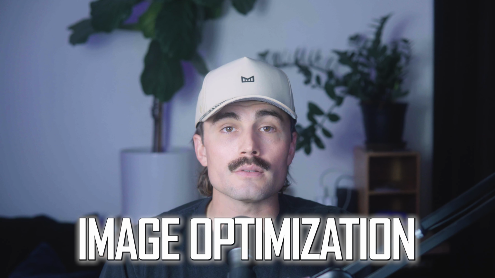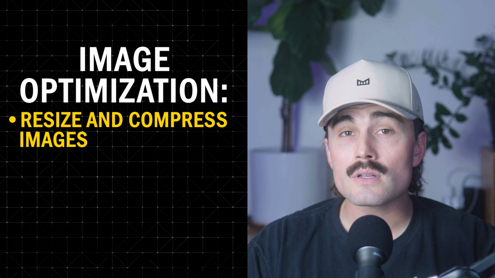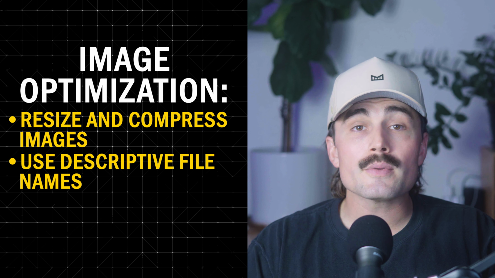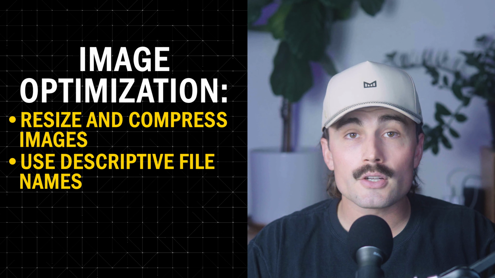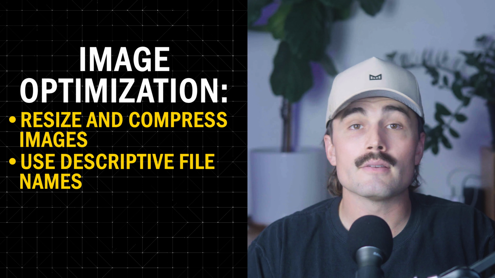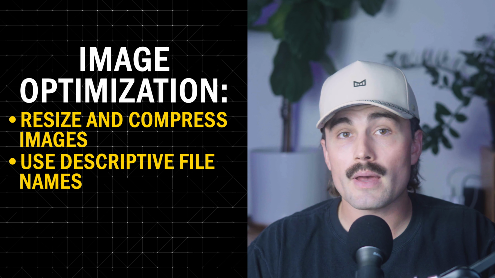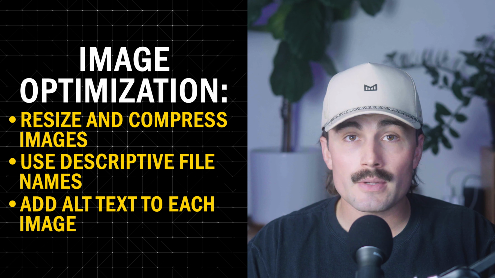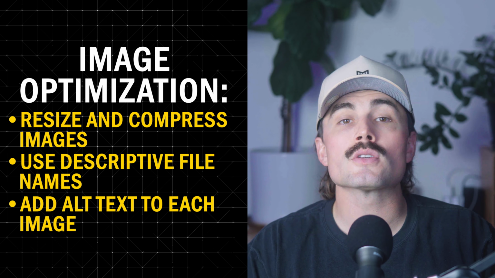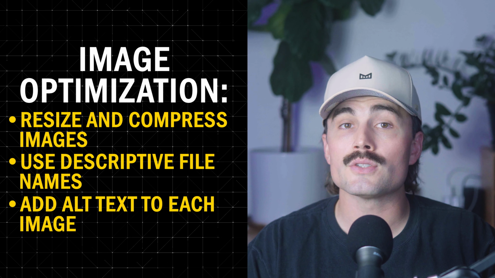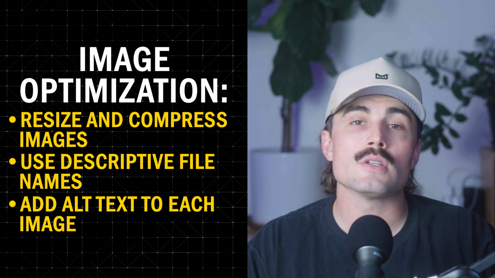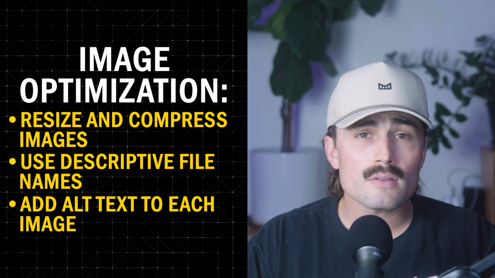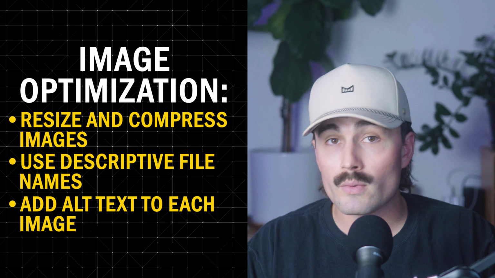Image optimization. Large images slow down your site and they hurt SEO. So resize and compress images before uploading. Use descriptive file names like blueberry-smoothie.jpg instead of image1234.jpg. Also add alt text to each image. Just a brief description that helps visually impaired users and search engines understand what the image depicts. Alt text should be descriptive and incorporate keywords when they're relevant.